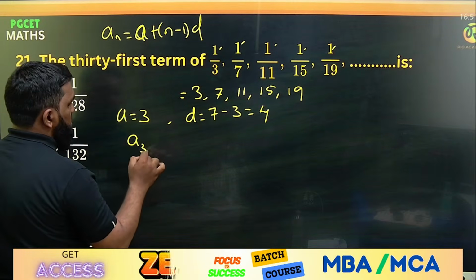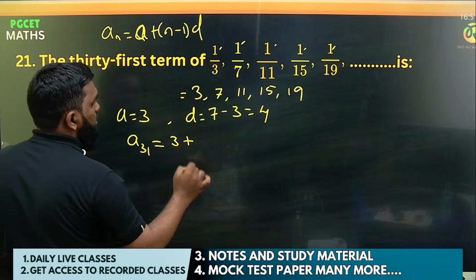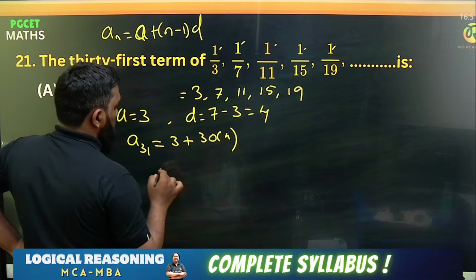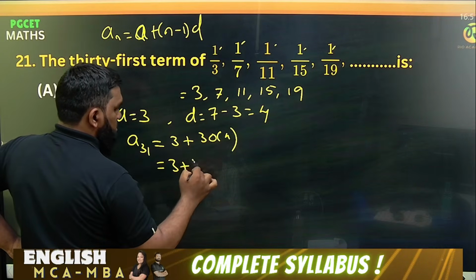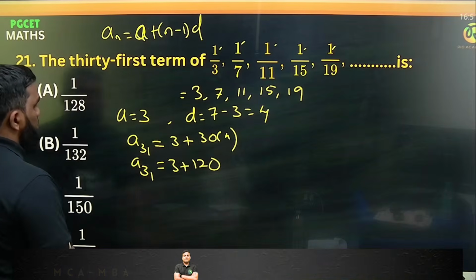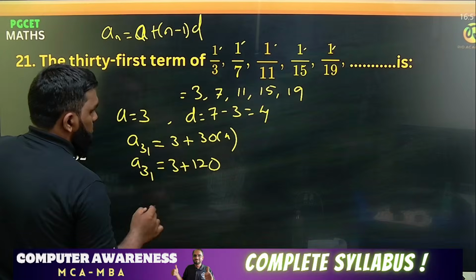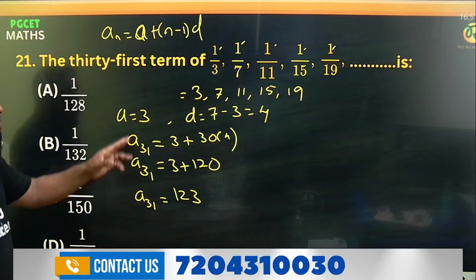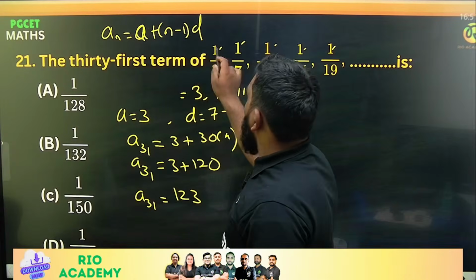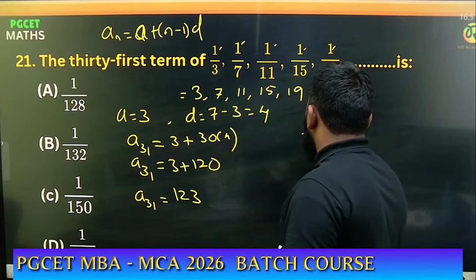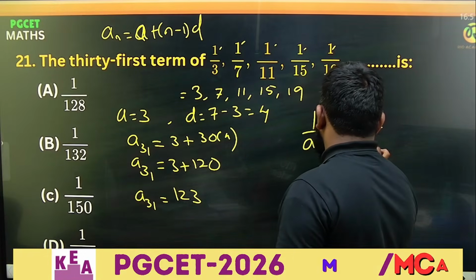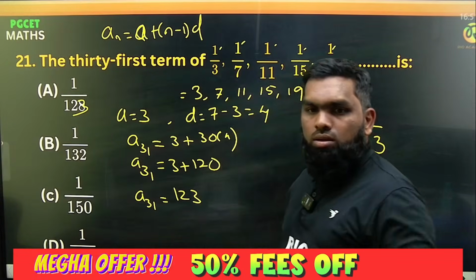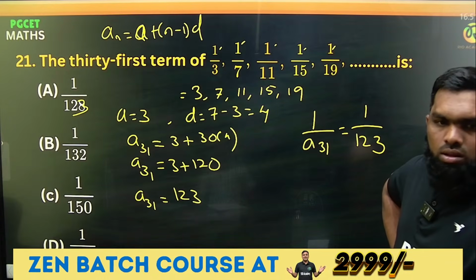Now a31 is equals to 3 plus, 31st means 30, D value will be 4, so 3 plus 120, that is a31 is equals to 123. On top, the number is 1, which is common. So 1 divided by a31 is equals to 1 divided by 123. How does it come?